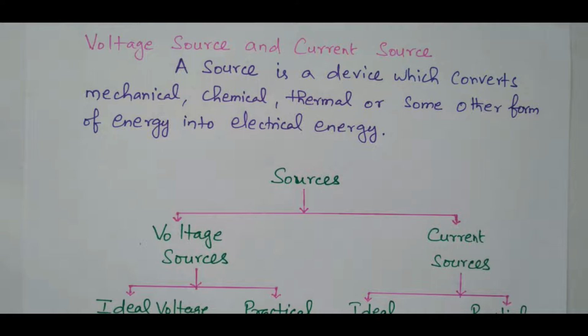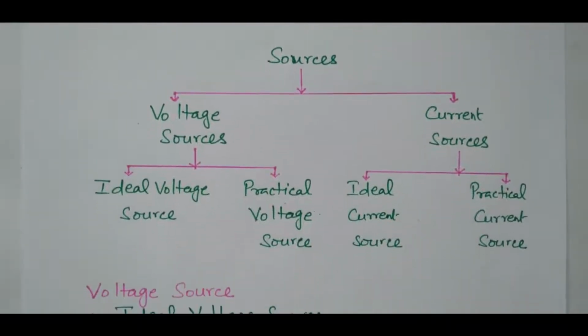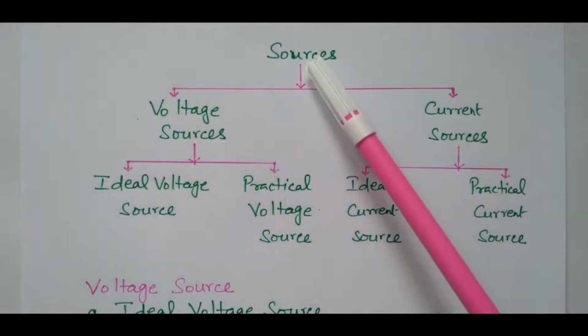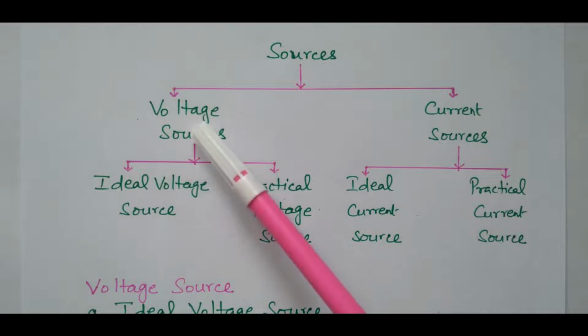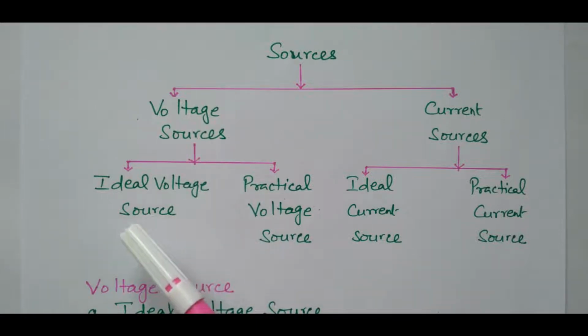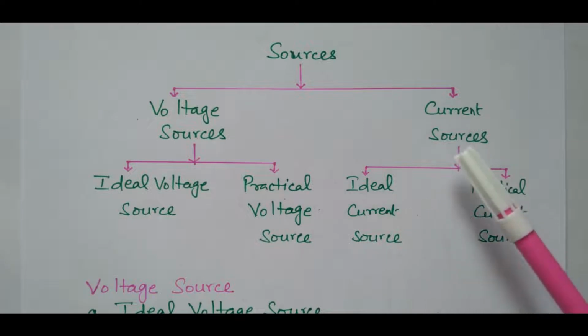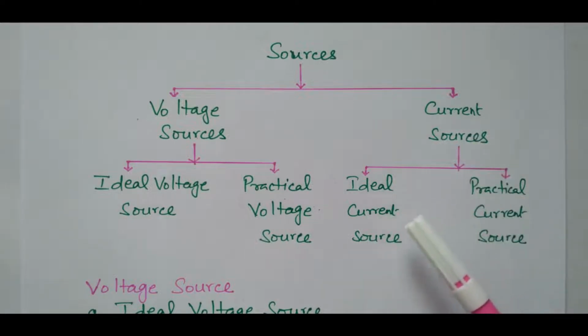So the classification is available here. The source is divided into voltage source and current source. Voltage source is further divided into ideal voltage source and practical voltage source. We will see what is meant by ideal voltage source and practical voltage source one by one. Similarly, current source is again divided into ideal current source and practical current source.